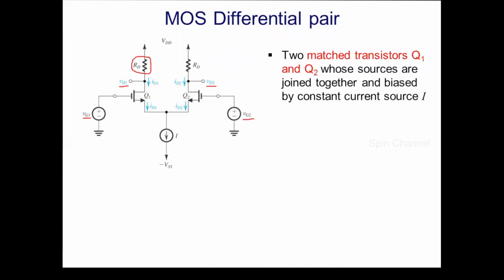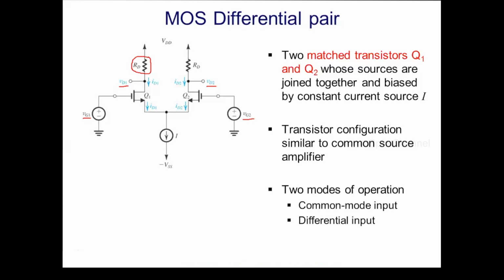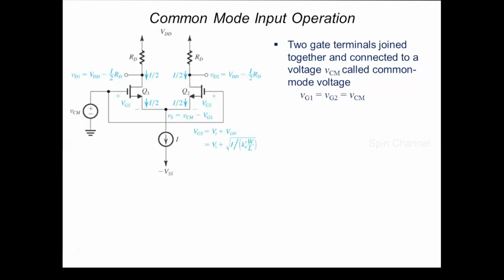Now let us discuss the common mode operation of the MOSFET. Consider the two gate terminals are joined together and connected to a voltage VCM, that is called the common mode voltage. So both the gates are connected together to a voltage called the common mode voltage VCM. So VG1 is equal to VG2, that is equal to VCM. It's a common mode voltage.